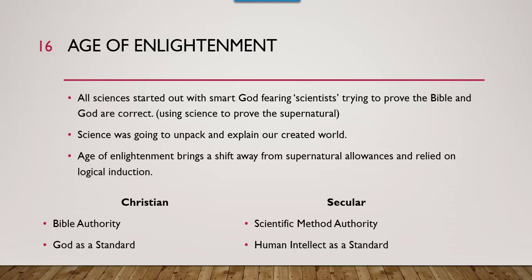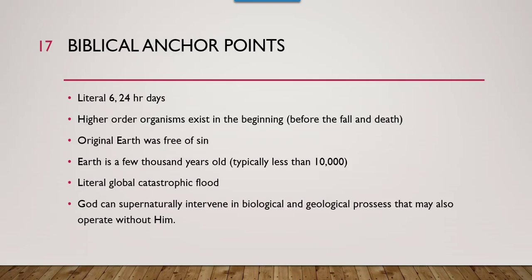And when you do that, we have to draw our authority from something. And so if we're going to rely on ourselves, we want to rely on our processes and our scientific method. And so there was this shift away from a biblical authority and God as a standard towards a scientific method as authority, and humanism or human intellect as our standard. And so this is kind of what was happening during the Age of Enlightenment.